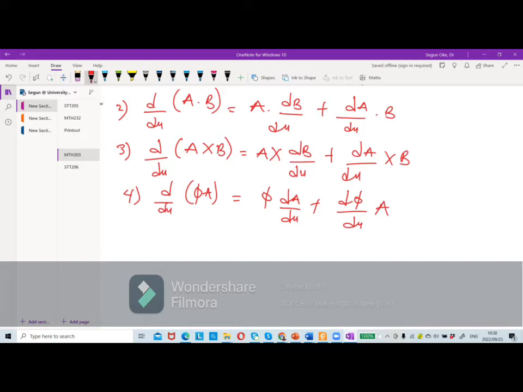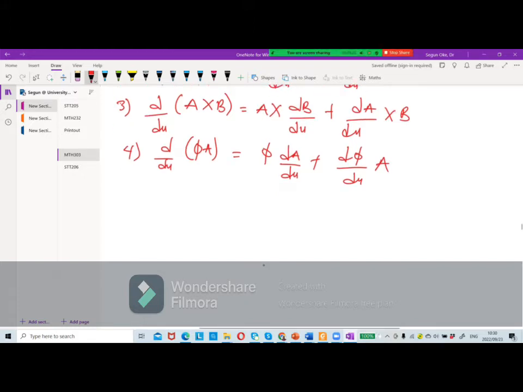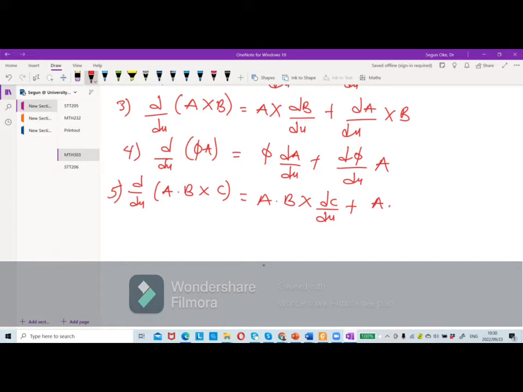Then we have the fifth one, which is also similar and interesting, d/du of A dot B cross C is the same thing as A dot B cross dC/du plus A dot dB/du cross C, then plus dA/du dot B cross C. So we have to be careful when you are asked to solve some of those problems.